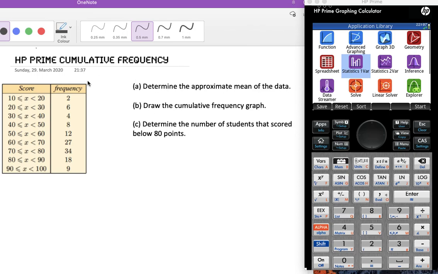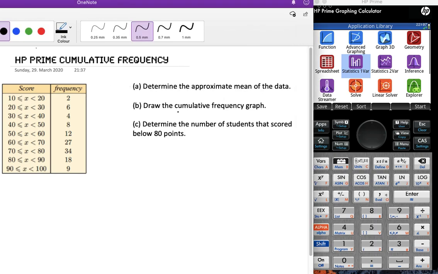Hi students, Miss Walsh here, and what we're going to do today is learn how to make a cumulative frequency graph on our HP Prime.